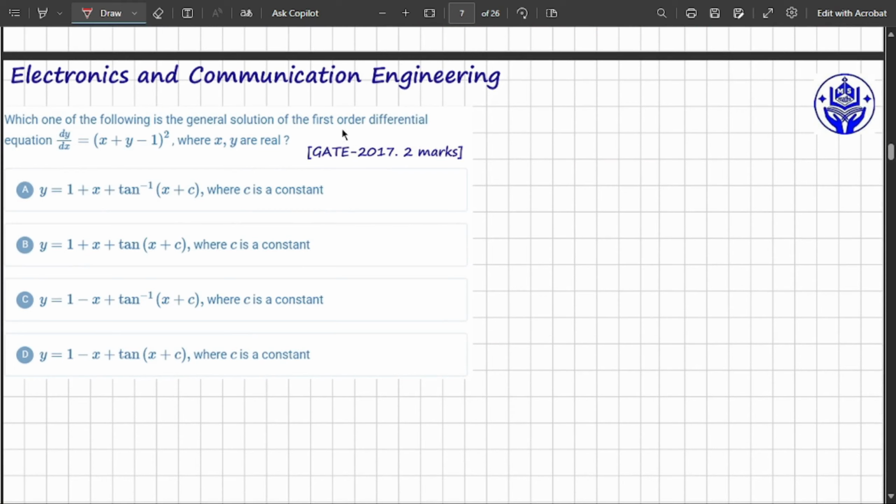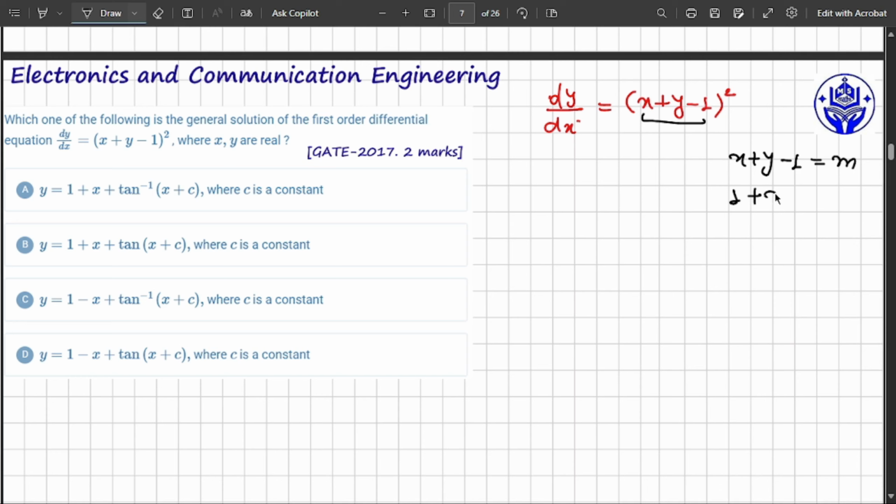The next question asks which of the following is the general solution of the first order differential equation dy by dx equals (x plus y minus 1) whole square. What is the solution for this differential equation? So what can I do? I can just consider x plus y minus 1 as some m.